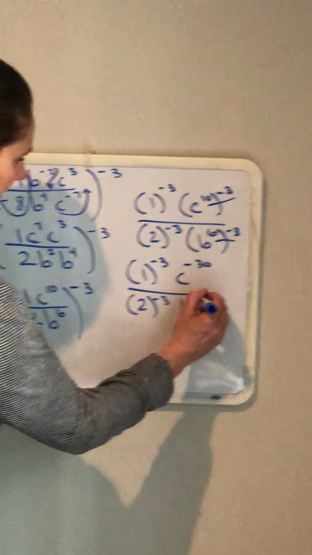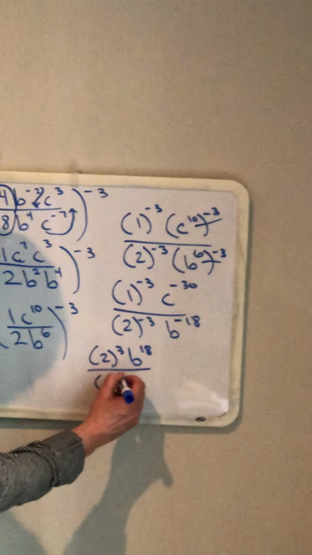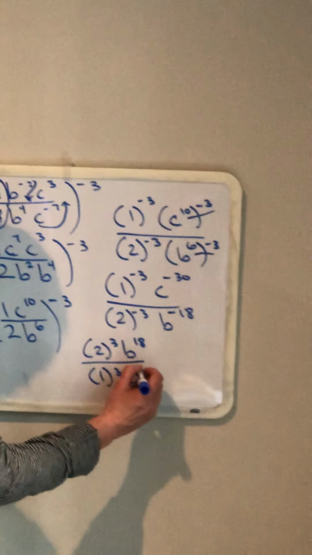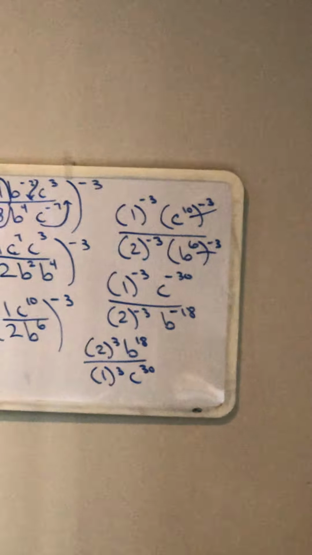And I know I keep telling you guys you can't leave negative powers in your final answer, so every single one of those has to move. So now your numerator is 2 to the 3rd, b to the 18th, over 1 to the 3rd, c to the 30th.